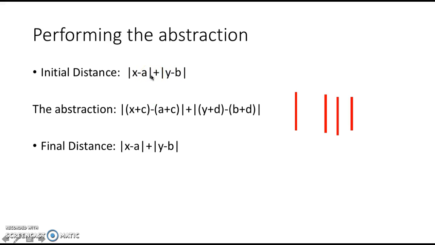We use the total distance. We use the absolute value signs because we cannot have a negative distance. One cannot go negative 3 miles.